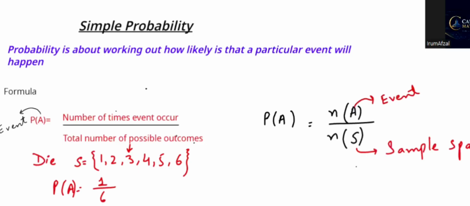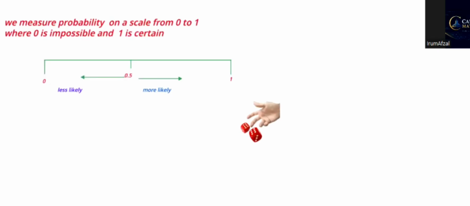Now, it is very important that you must know the range of probability. The range of probability only lies between 0 and 1. In between we have 0.5. Probability can only be between 0 and 1. Events that cannot happen have a probability of 0. And the events that are certainly going to happen, certain events, will have a probability of 1.